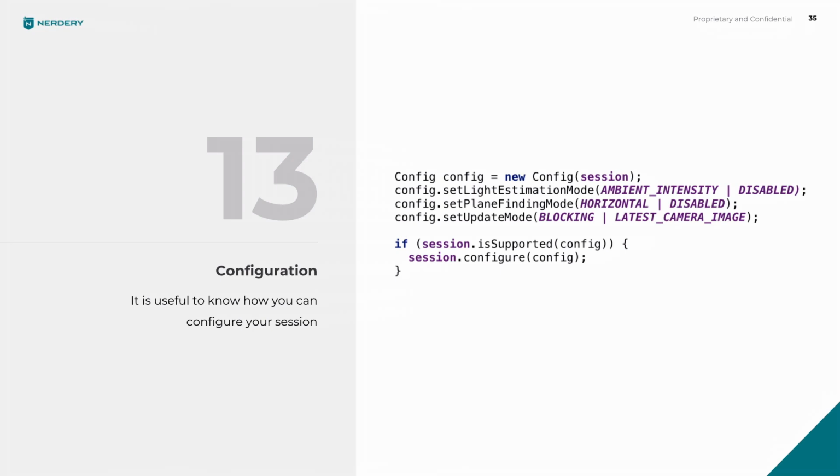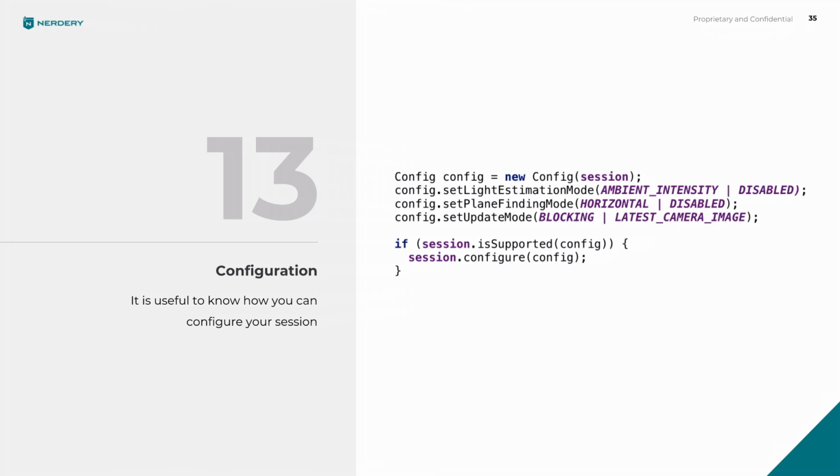There are currently only 3 configurations available. The first 2 are turned on by default. That's, do you want to be doing light estimation, and do you want to be finding planes? If for your specific use case, for some reason you don't need either of those pieces of information, you can turn it off. I haven't benchmarked these things. I would assume there are some performance benefits to turning those off.